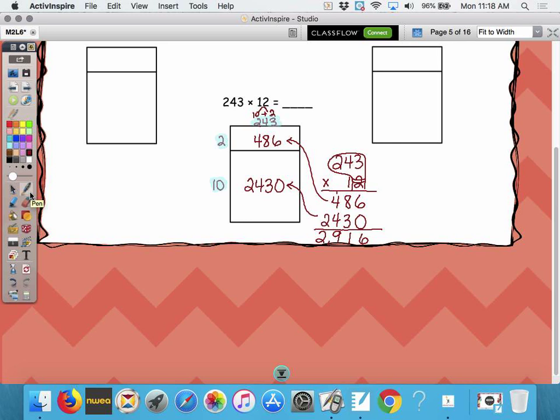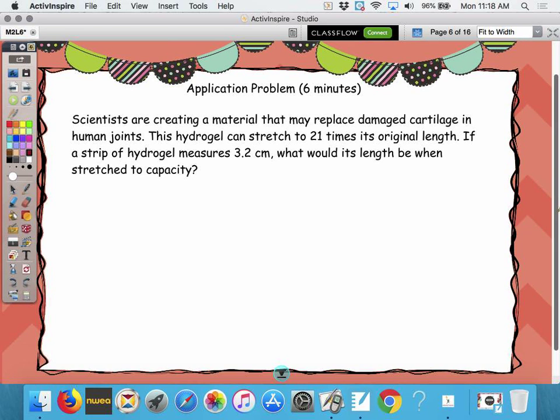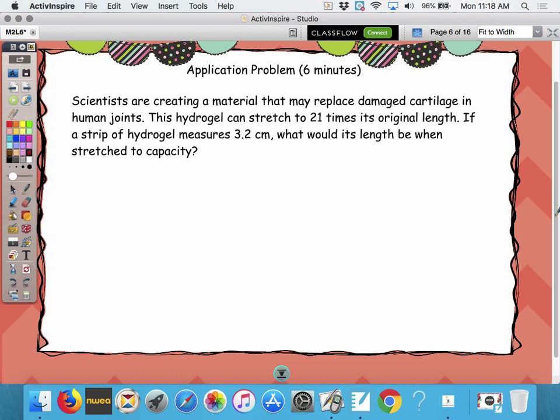Okay, so we're going to take that to the next level today. We'll add some more boxes and add some more numbers, okay? Let's do the application problem first. This is a good problem. So I'm going to read the problem and then I'm going to tell you a story and I'll pause it during the story.